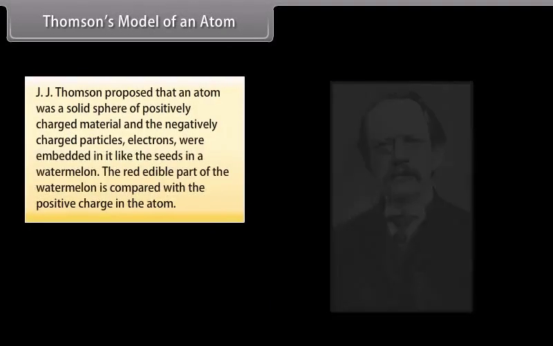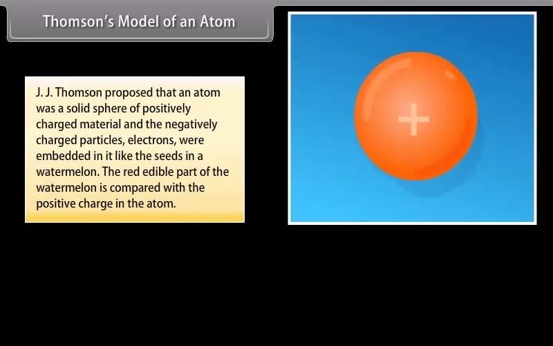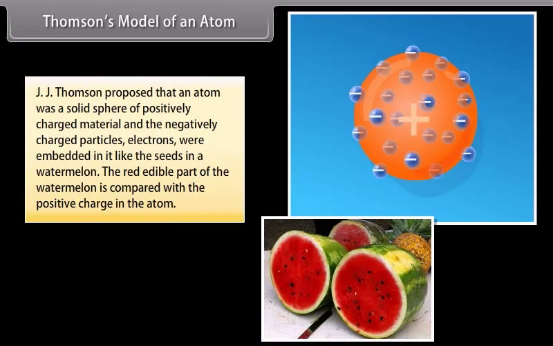Thomson's model of an atom. J.J. Thomson proposed that an atom was a solid sphere of positively charged material, and the negatively charged particles, electrons, were embedded in it like the seeds in a watermelon. The red edible part of the watermelon is compared with a positive charge in the atom.